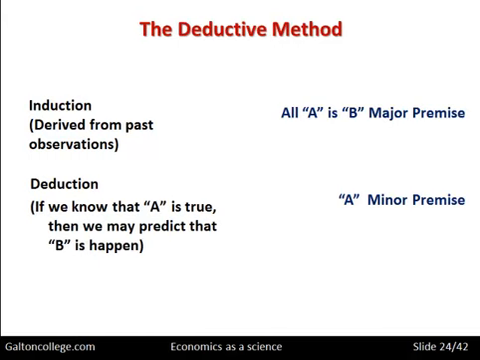We deduce from our general statement. Our deduction is, if we know that A is true, then we may predict B will happen. So if we say, every time the price of petrol increases, less petrol will be sold. The price of petrol has just increased, therefore less petrol will be sold. So that's our conclusion. So we have a major premise, the generalized one, we have a minor premise, and we have a conclusion.